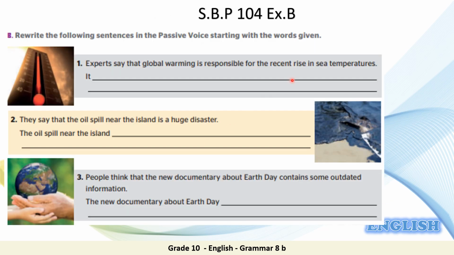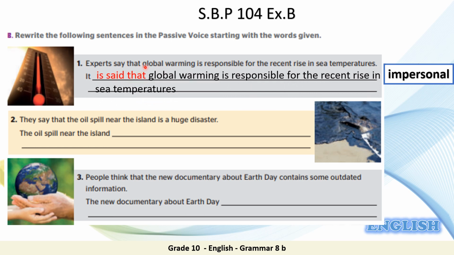Let's practice more. Please open your student book, page 104, exercise B. Rewrite the following sentences in the passive voice, starting with the words given. Number 1. Experts say that global warming is responsible for the recent rise in sea temperatures. And here we should start with it. So, is it personal or impersonal? That's correct. Using it here refers to using impersonal passive structure. So which verb are we going to change? That's right, it's say. It will be, it is said that, and then we continue without changing any verbs. It's said that global warming is responsible for the recent rise in sea temperature.